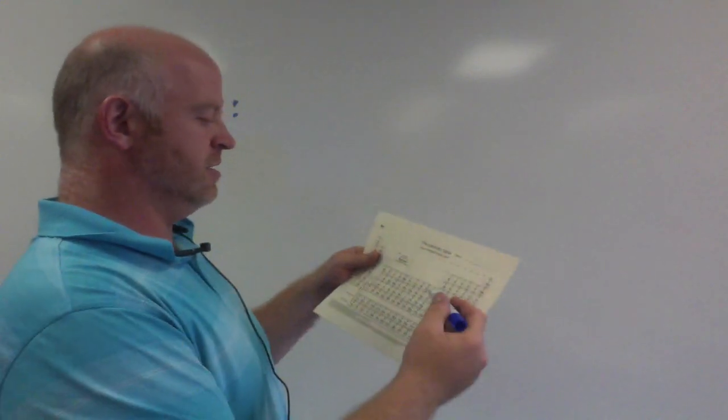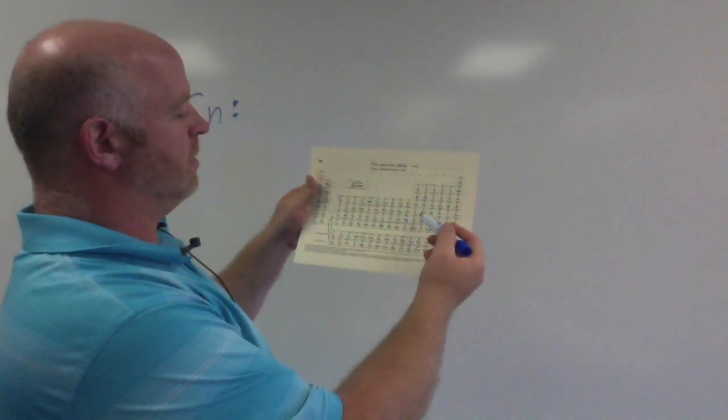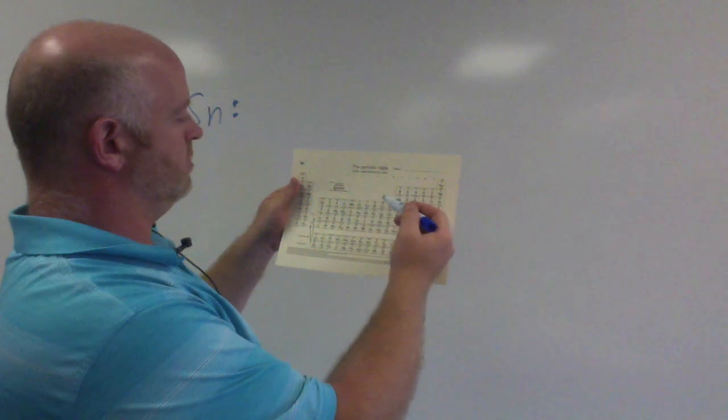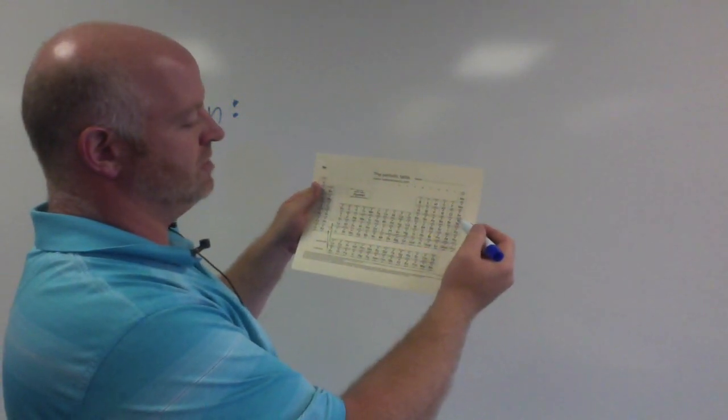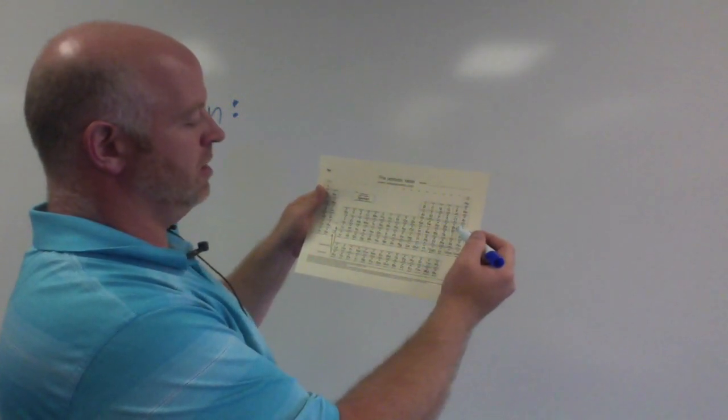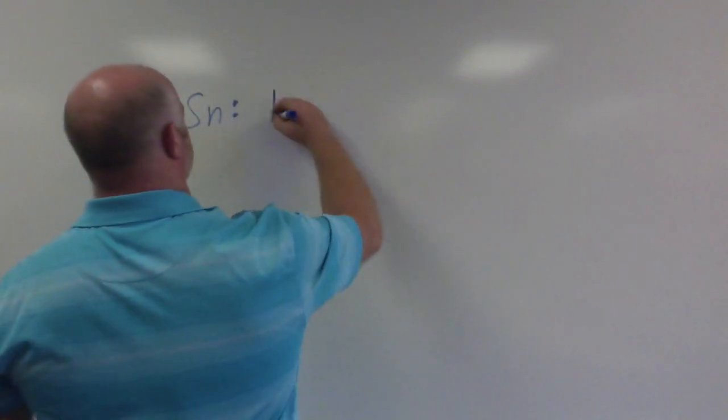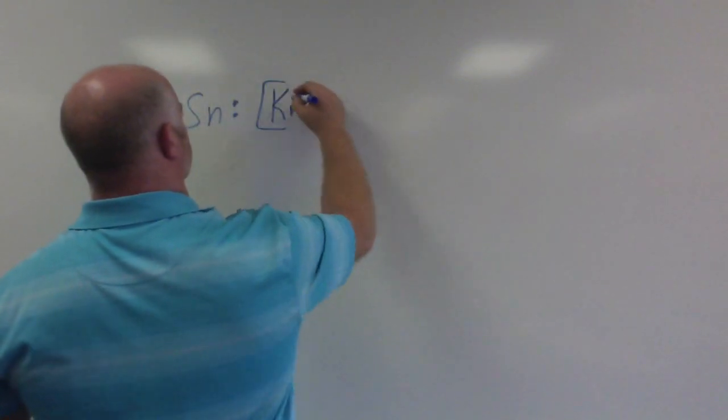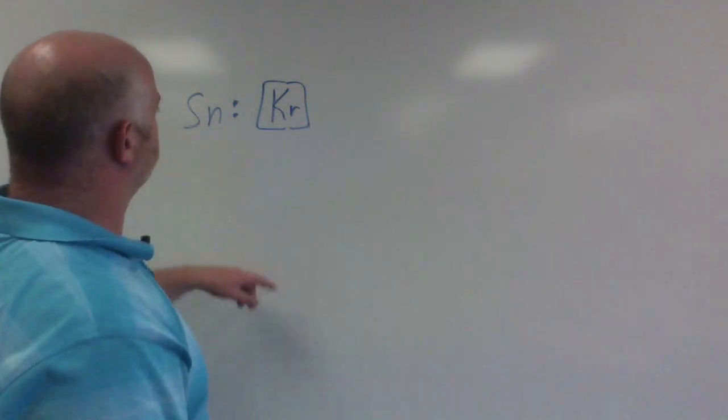If I have tin, Sn, first thing I'm going to do is find it on my periodic table, and I'm going to locate tin, and there it is, number 50, and I'm going to work backwards. So 50 working backwards, the noble gas previous to that is krypton. So tin is going to be the same as krypton. And what we do is colon, space, bracket, put the Kr in there.